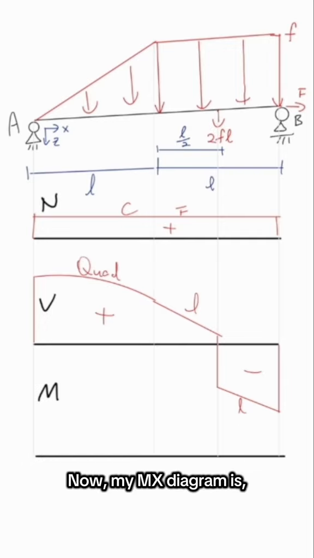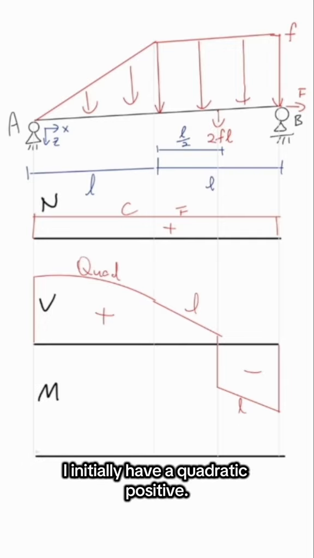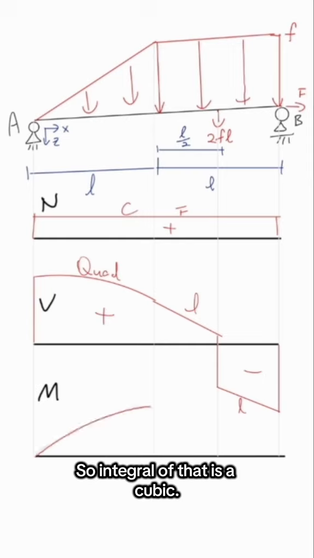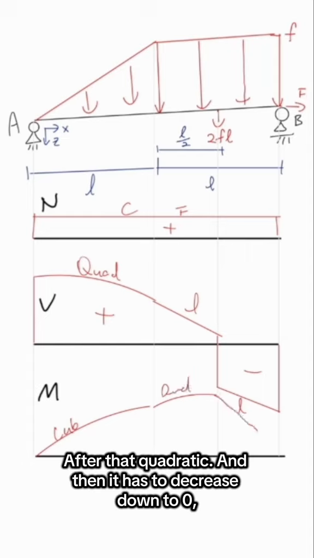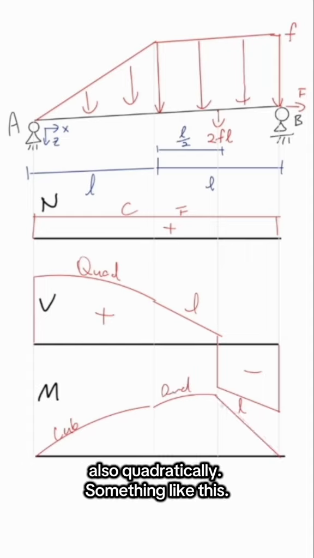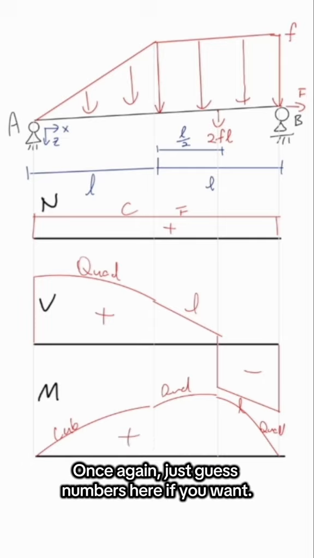Now, my MX diagram is, of course, the integral of my shear diagram. I initially have a quadratic positive, so integral of that is a cubic, has to start with a bigger magnitude. Then it has a quadratic increase after that, quadratic, and then it has to decrease down to 0, also quadratically, something like this. Once again, just guess numbers here if you want.